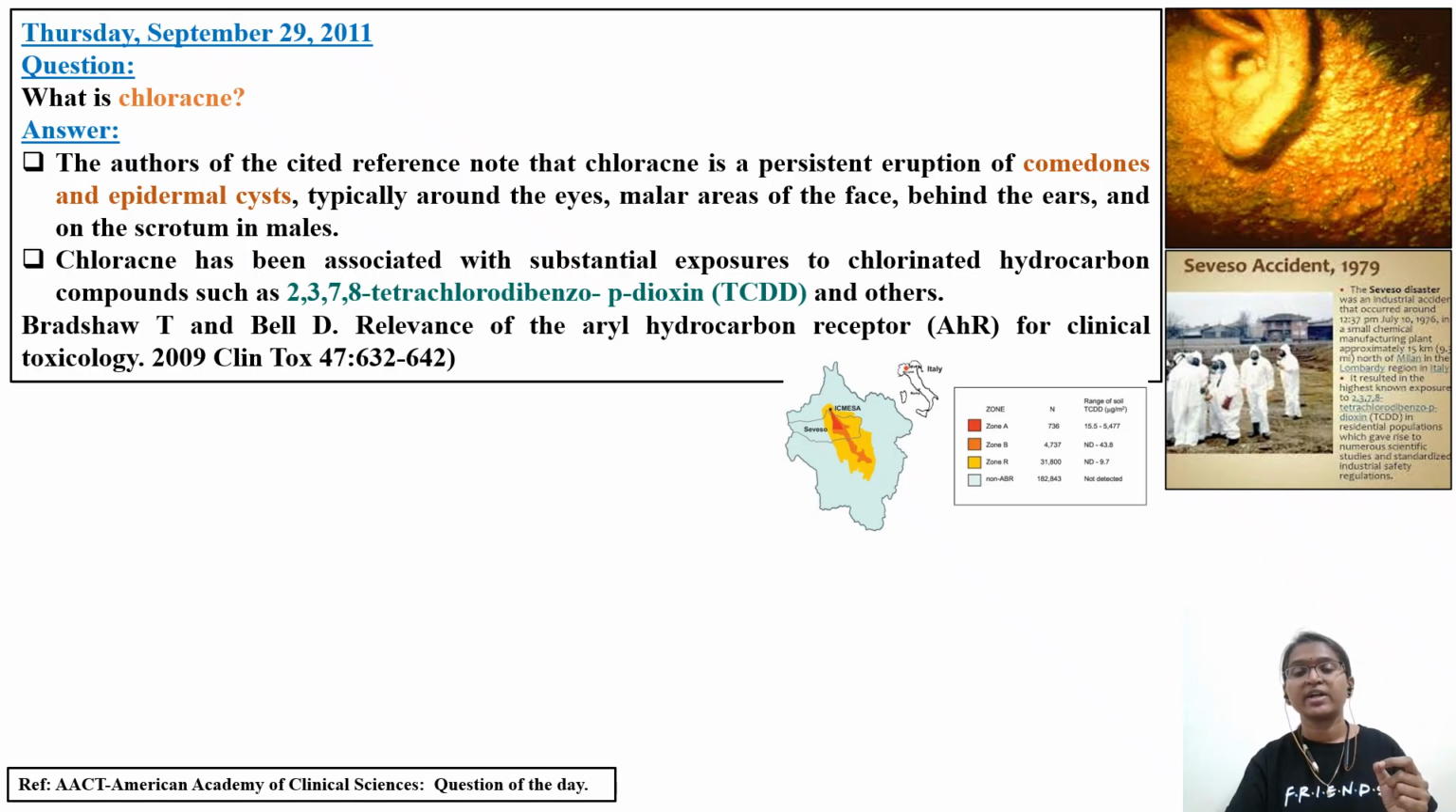Chloracne, as you can see in the picture, is a persistent eruption of comedones and epidermal cysts, typically around the eyes, the malar area of the face, behind the ears, and on the scrotum in the case of males. Okay, chloracne has been associated with substantial exposure to chlorinated hydrocarbon compounds such as 2,3,7,8-tetrachlorodibenzo-para-dioxin and others. Same class of chemicals.